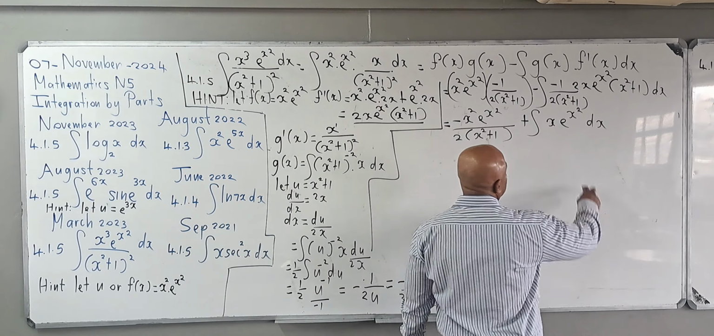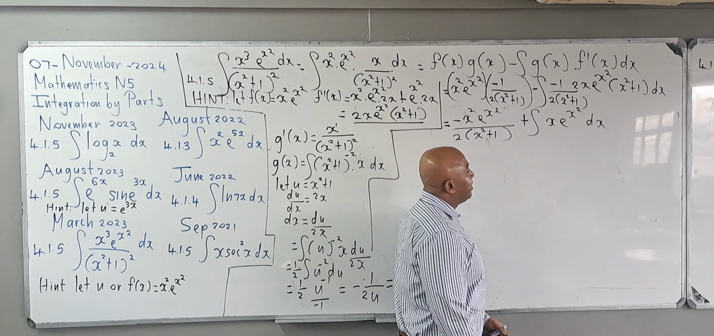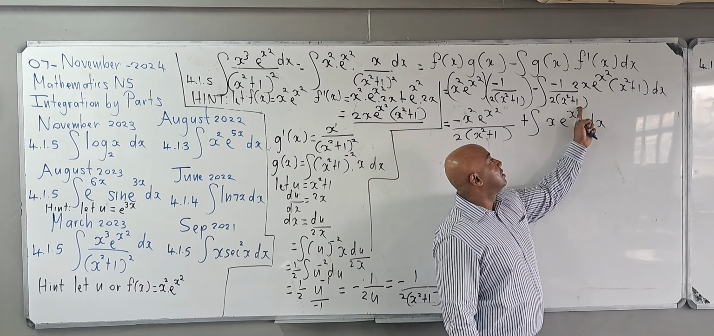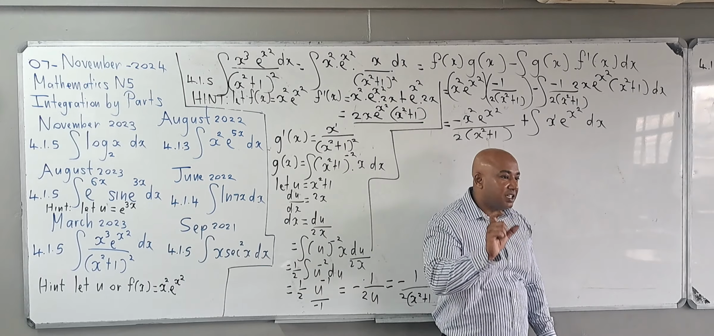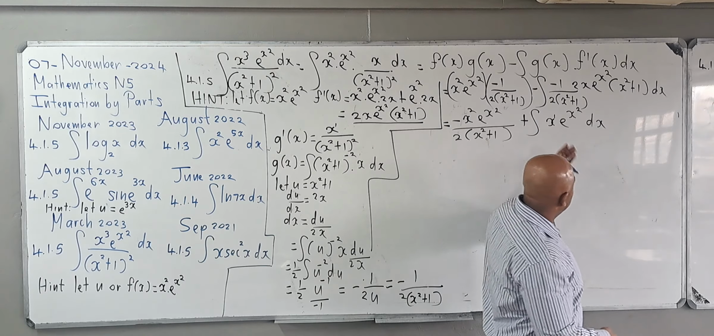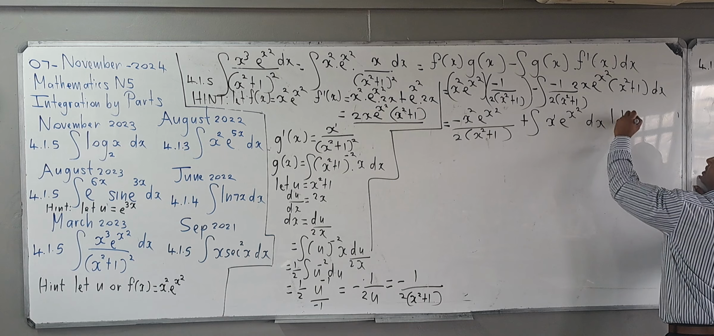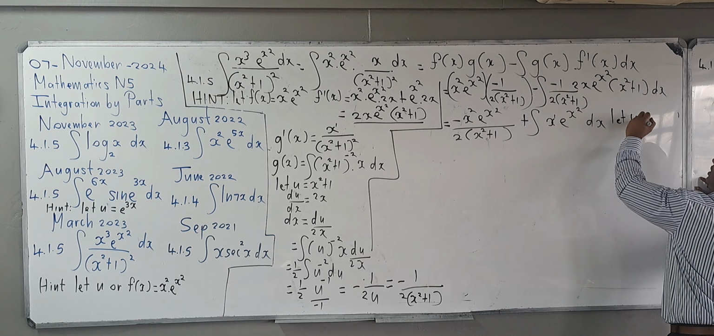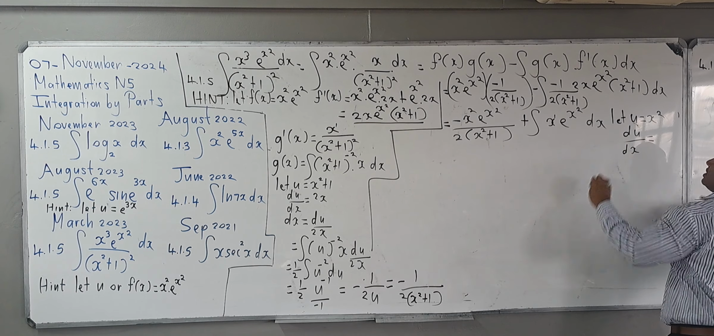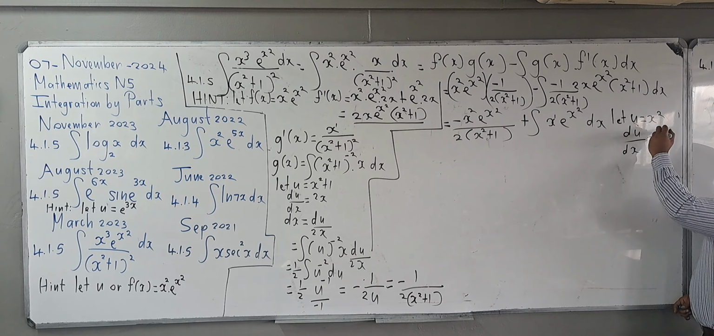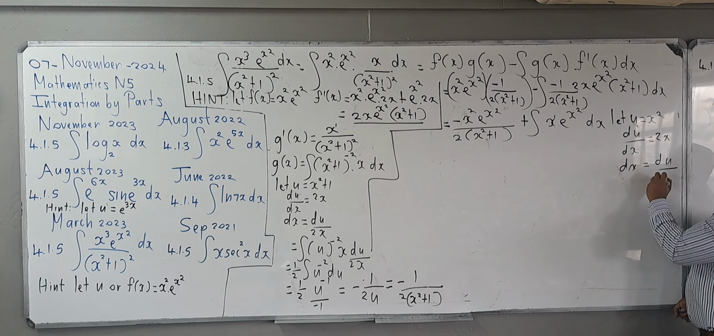Now, what are we dealing with? Use substitution, because we have an exact derivative. This is x squared, this is x to the power 1. So you know it's an exact derivative example. So you can do it by substitution or inspection. If you let u equal to x squared, du over dx, what's the derivative of x squared? 2x. So dx is equal to du over 2x.